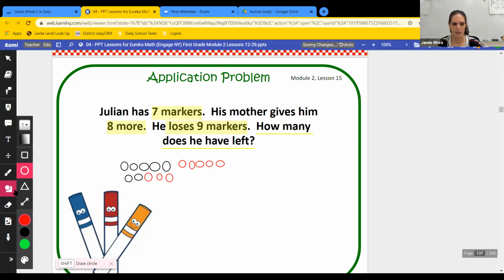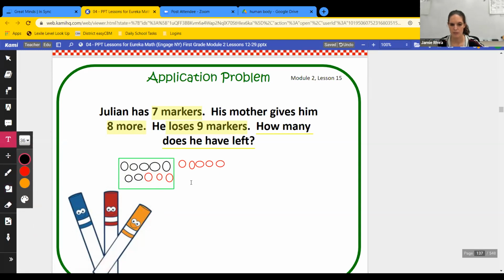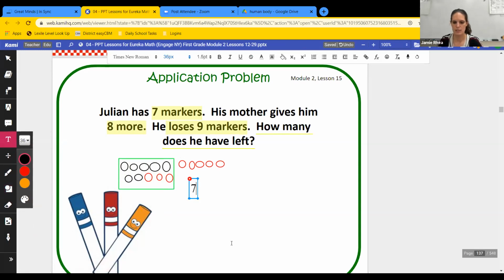Okay, now here's what I'm going to do. I'm going to make a box around my 10 because I know that this is 10. We're going to do 7 plus 8 equals. We're going to figure out what that is. We made 10, right? Out of our 7 and 3, because here's 10. So let's make 10 plus, how many did we have here?